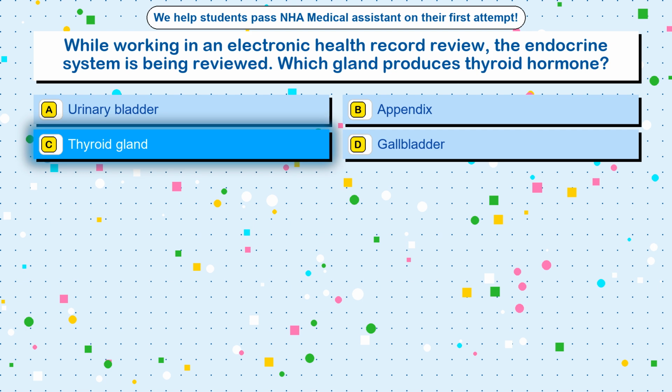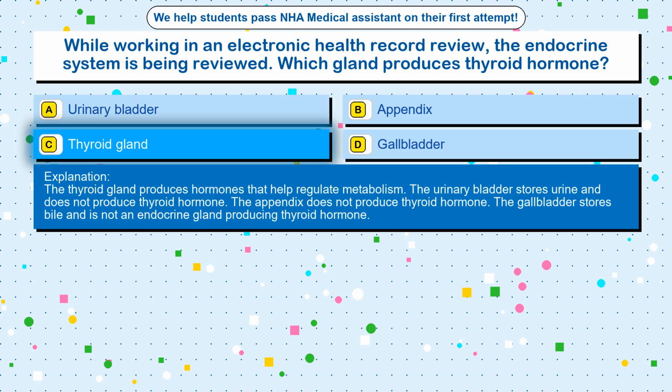Thyroid gland. The thyroid gland produces hormones that help regulate metabolism. The urinary bladder stores urine and does not produce thyroid hormone. The appendix does not produce thyroid hormone. The gallbladder stores bile and is not an endocrine gland producing thyroid hormone.